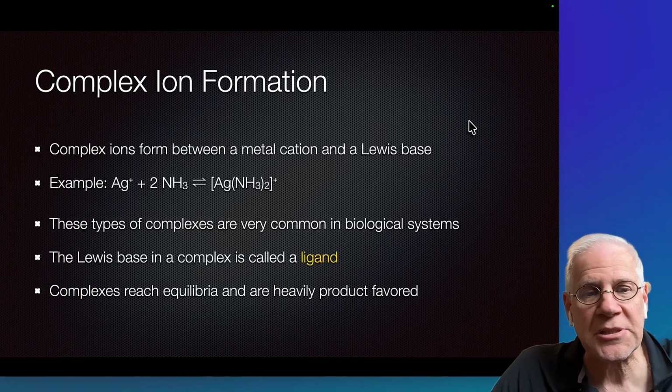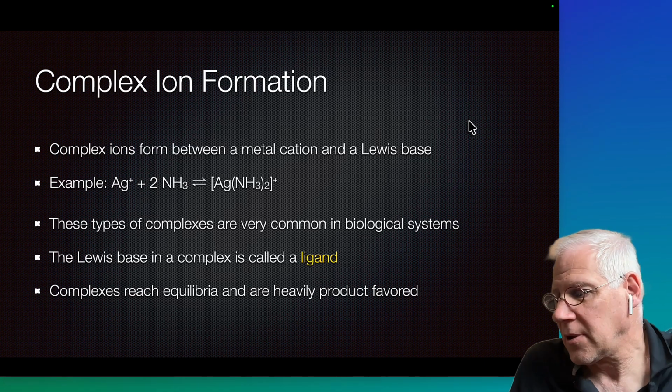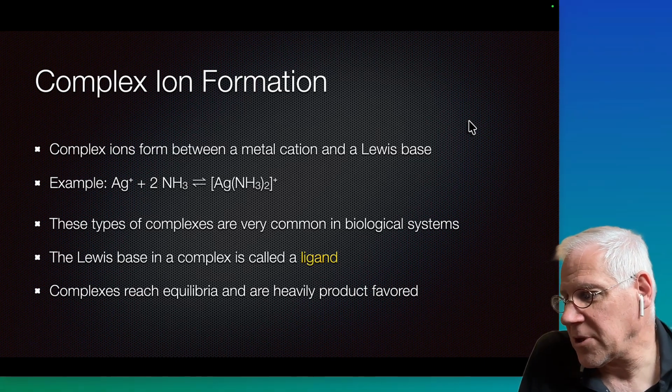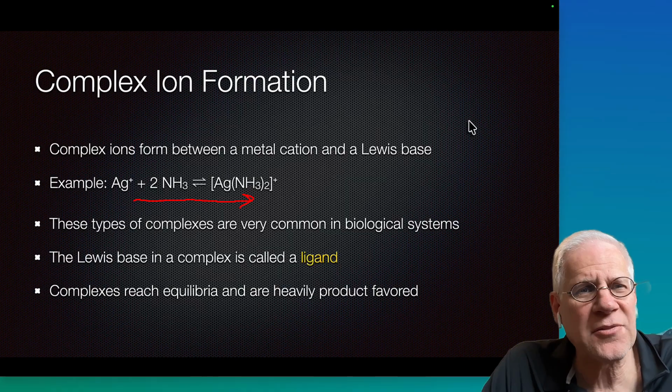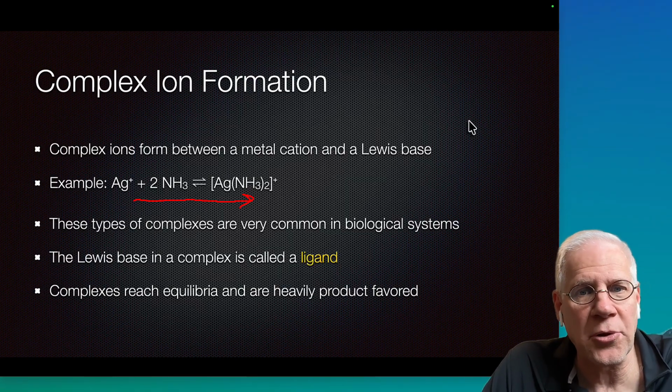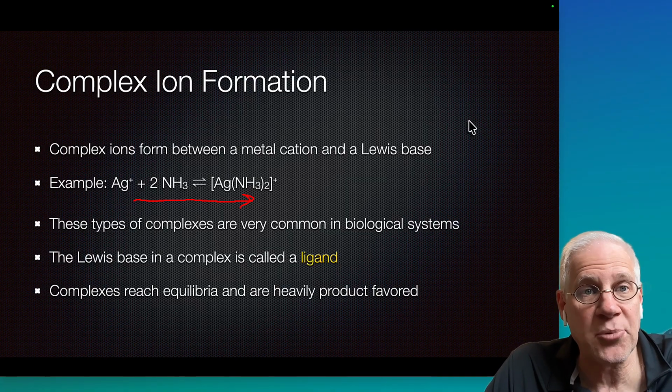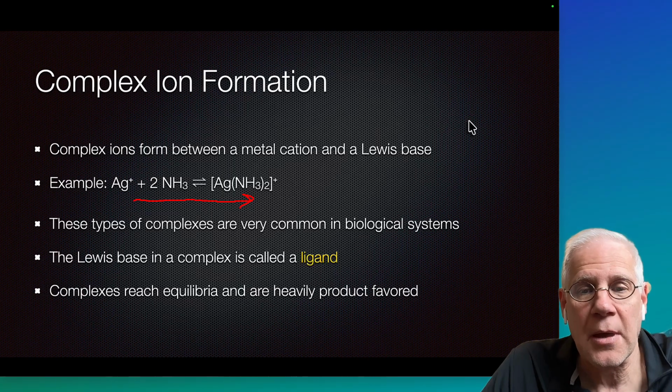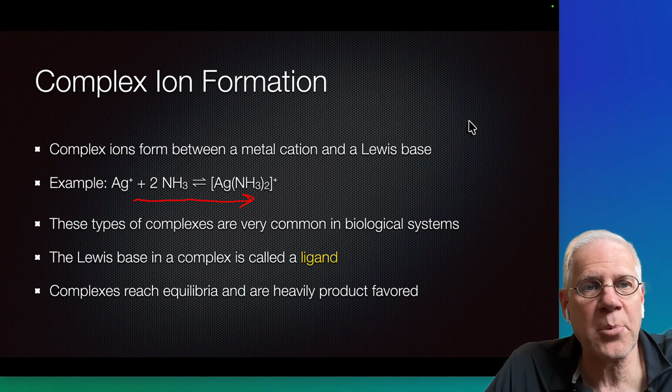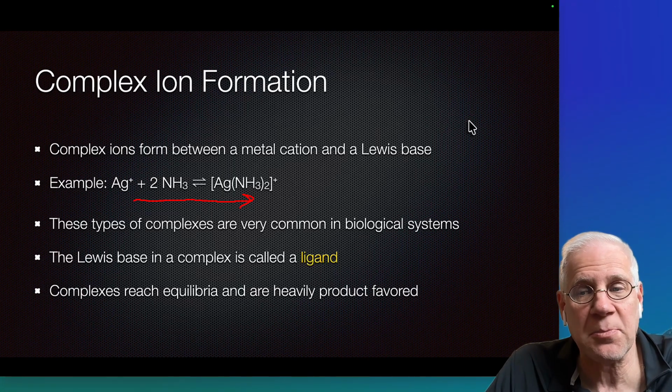So complexes reach equilibria that are very heavily product favored. In other words, the equilibrium is shifted way in that direction. And that's a little bit different than a lot of the equilibria that we've looked at in previous lectures. It does cause a bit of a problem when we're doing our calculations, but we have a way around it, and we're going to explore that today.